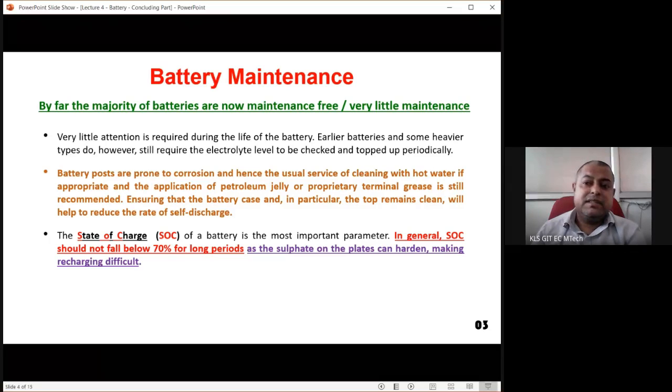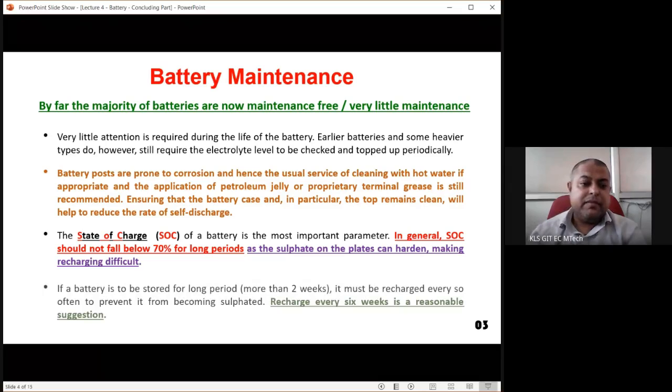So if there is sulfating at that time, connecting the clamps for recharging the battery becomes difficult. That's why we have to keep the battery clean, and we have to keep the posts clean. Posts means while charging the battery, we connect the external clamps on these posts, and then we charge the battery. But if there is sulfate deposition at that time, charging the battery becomes difficult. That should not happen.